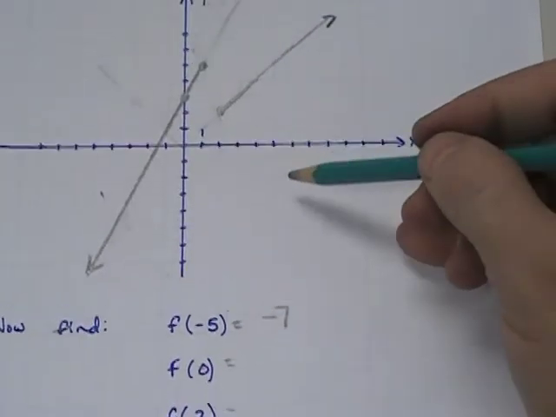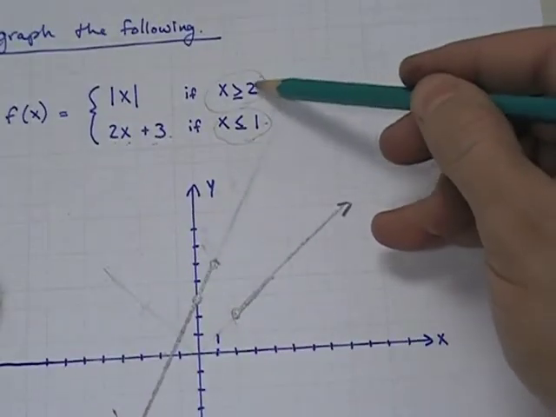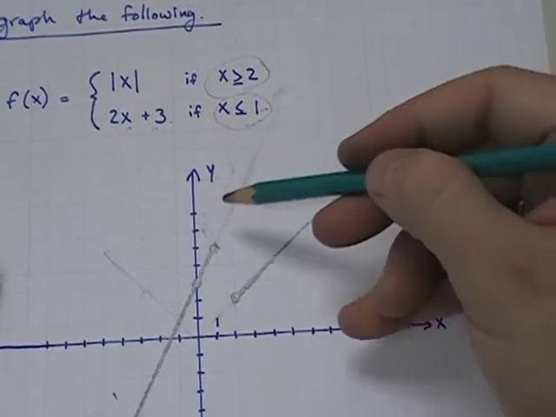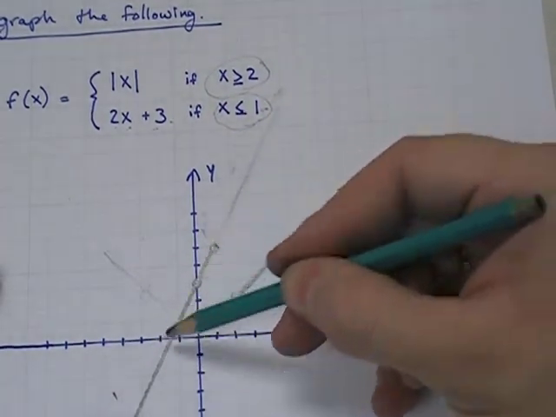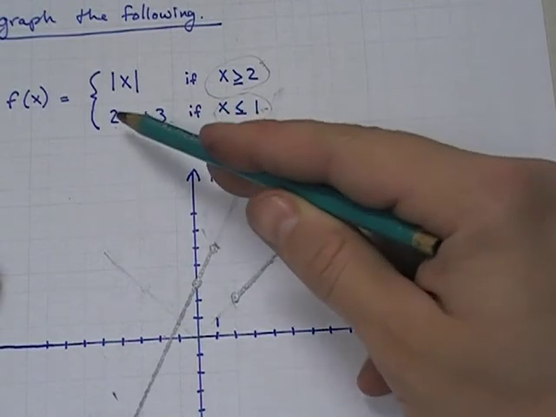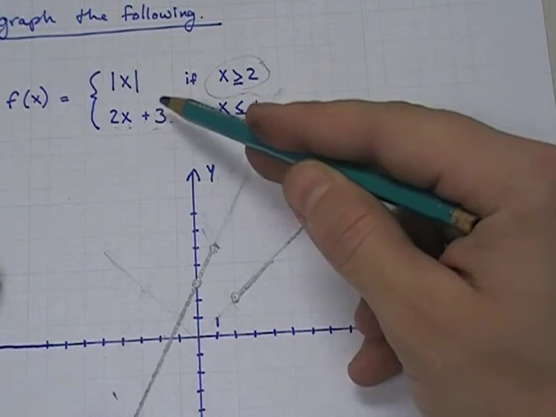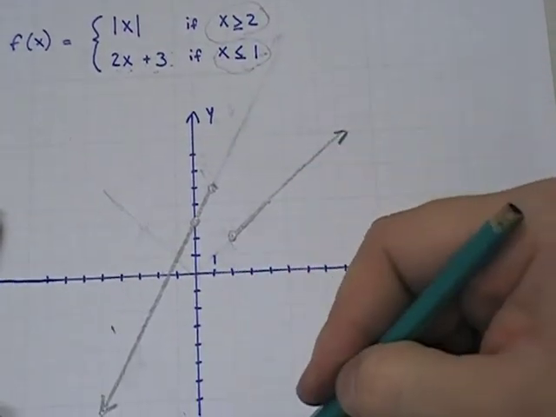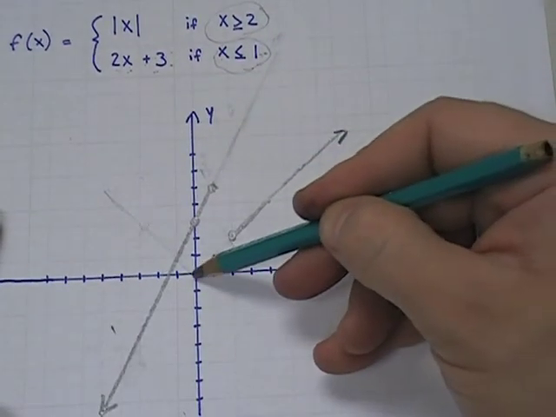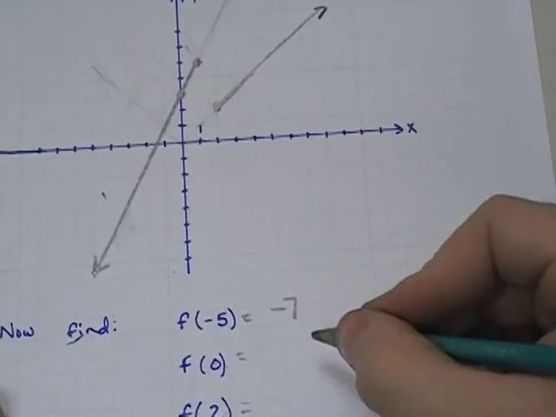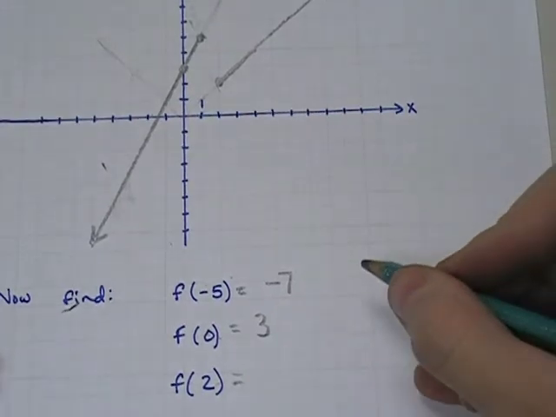How about f of 0? Again, which domain does 0 fall in? Well, 0 is less than 1. So we're going to pick this function. Well, 2 times 0 is 0. 0 plus 3 is 3. Okay? Or we could try it here. What is x equals 0? It's right here. Go up 1, 2, ta-da, 3. So either way, with the graph or with the equation, the answer is 3.